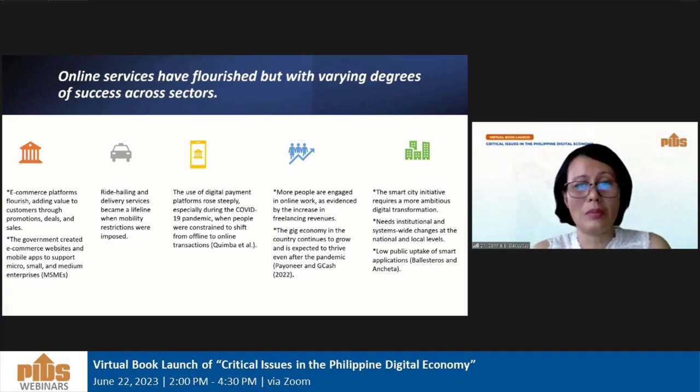And also resulting from the pandemic would be the use of digital payment platforms, which rose steeply because people were constrained to shift from offline to online transactions. And then in terms of work, more people are engaged in online work, as evidenced by the increase in freelancing revenues. And the gig economy in the country is actually predicted to continue to grow even after the pandemic, and is really expected to thrive. But there are some sectors like the smart city development that requires a more ambitious digital transformation. So currently, it needs institutional and systems-wide changes at the national and local levels.